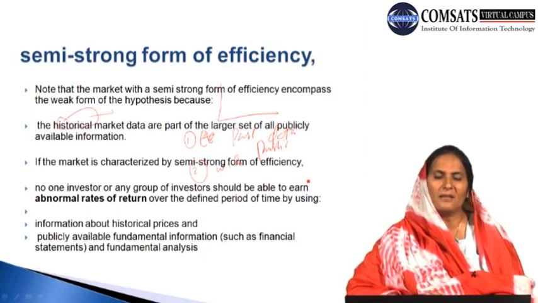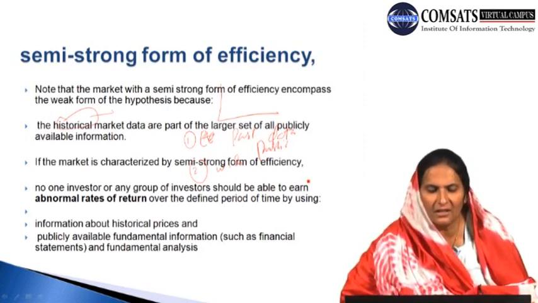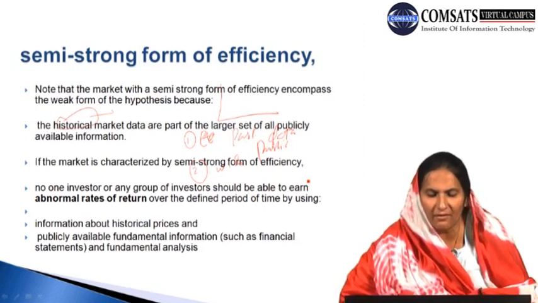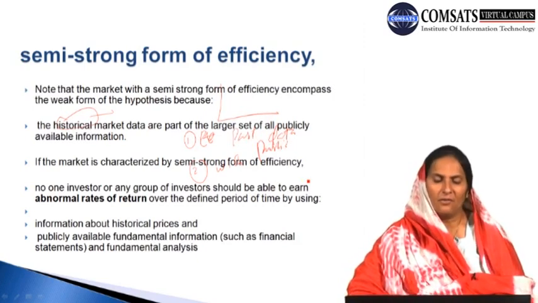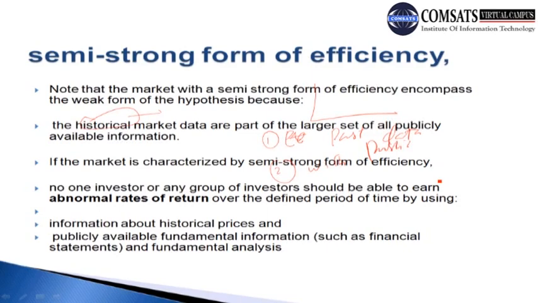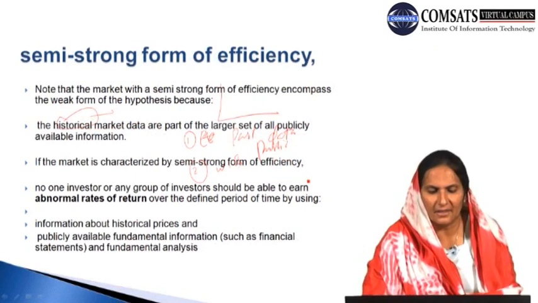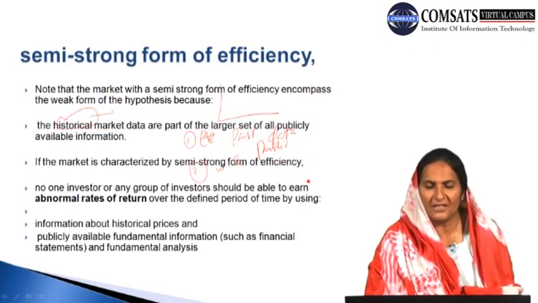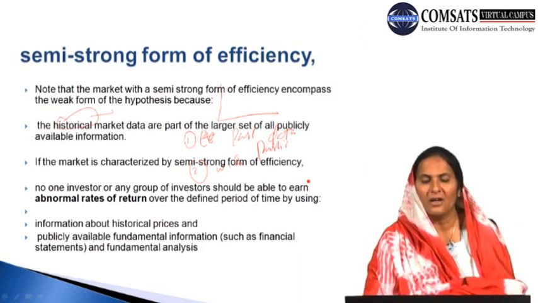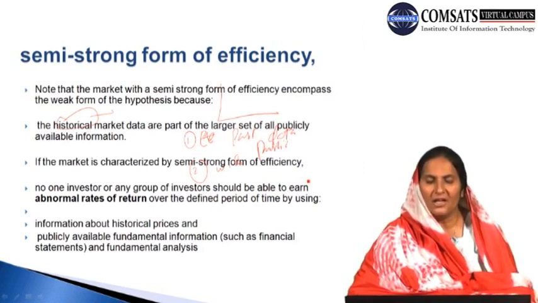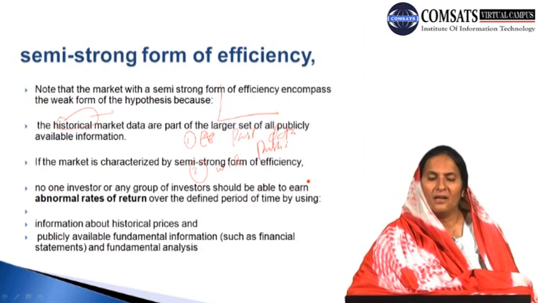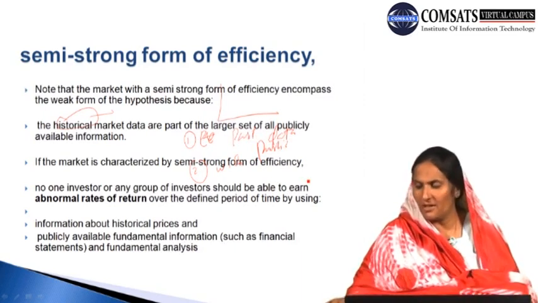If the market is characterized by semi-strong form of efficiency, no investor or any group of investors should be able to earn abnormal rate of return over the defined period of time by using information about historical prices and available fundamental information and fundamental analysis. So no investor, group of investors, or company should be able to earn abnormal profit over the defined period of time. Even if we have all this information, it is not possible for any investor to earn abnormal profit when we are working in a normal efficient market. So the information about historical prices is important in this respect, and publicly available information, fundamental information or the financial statement and fundamental analysis are also important.